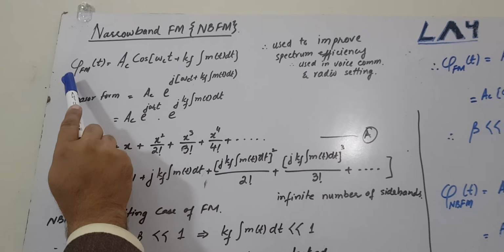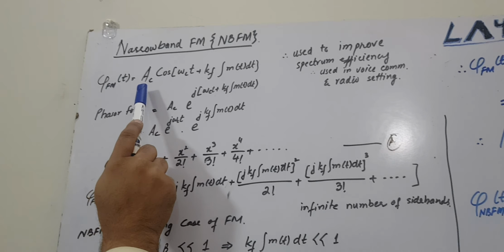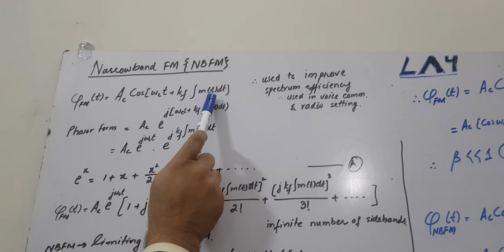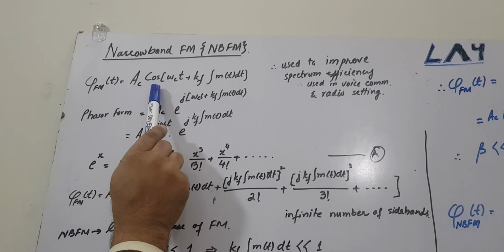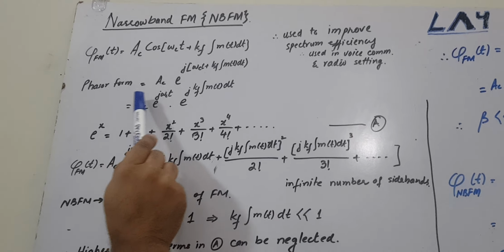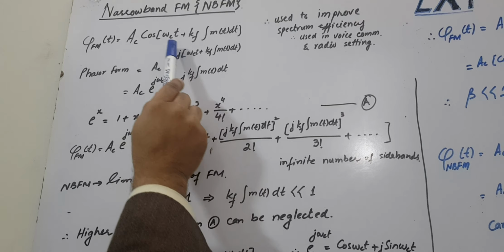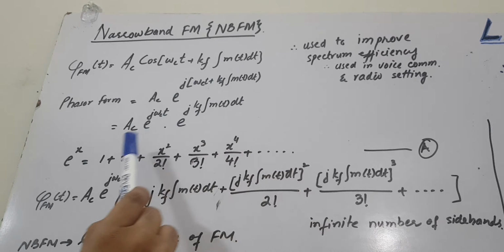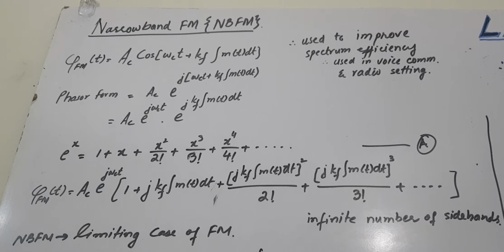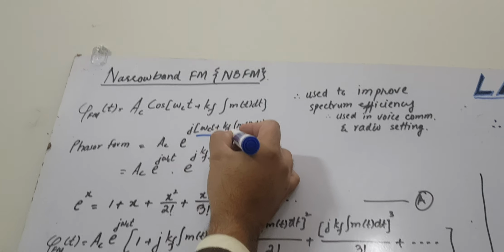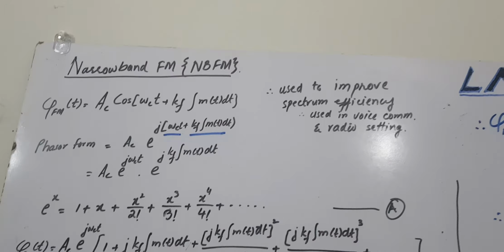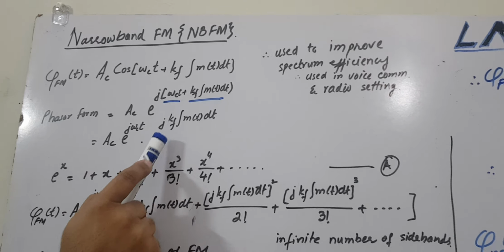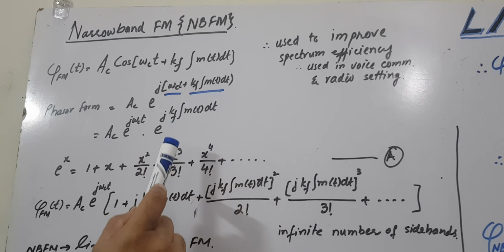setting. So we have the FM signal, which equals A_C cos(ω_C t plus k_f times the integral of the message signal). If we want to write that signal in phasor form, we can write A_C e raised to the power j(ω_C t plus k_f integral of the message signal). Or you can divide that into two parts, so that A_C times e^(jω_C t) and e^(j k_f integral of the message signal).